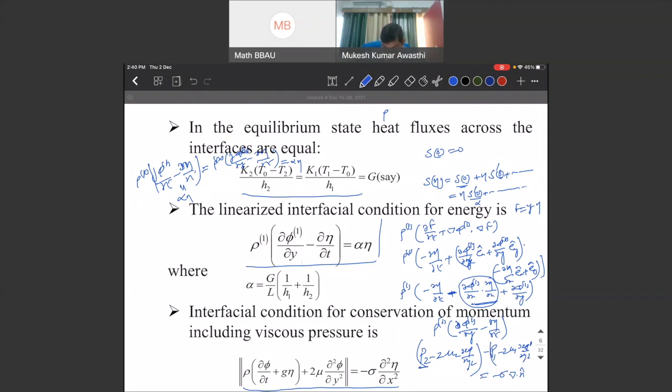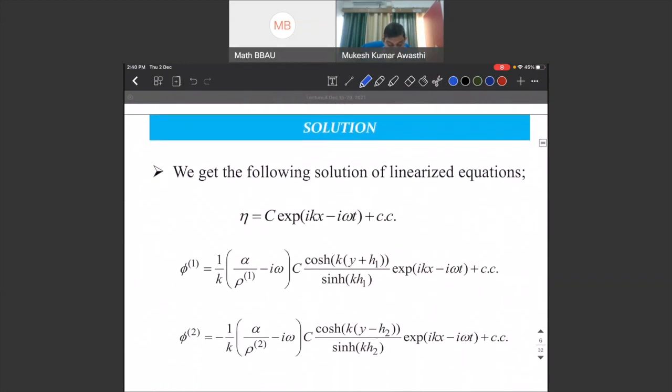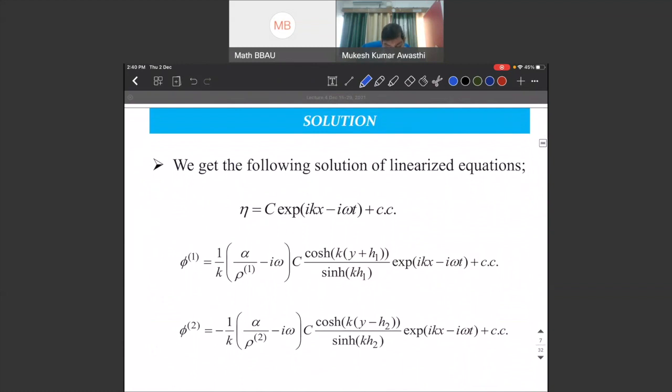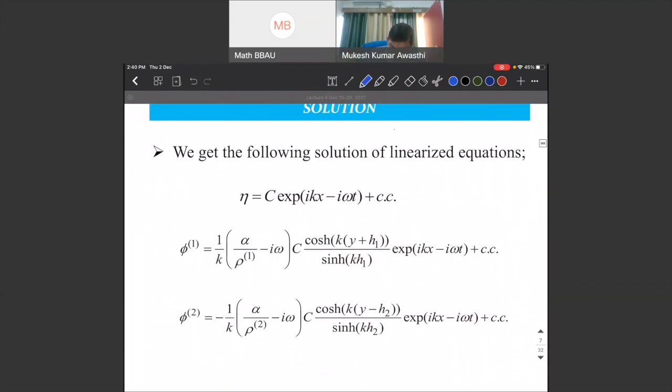This should be kept in mind that we are retaining only the linear terms, so we'll get this equation. Now we need to solve the equation, that is the part of our Laplace equation with the boundary condition. So when del square phi is 0, that means del 2 phi upon del x square plus del 2 phi upon del y square is equal to 0.